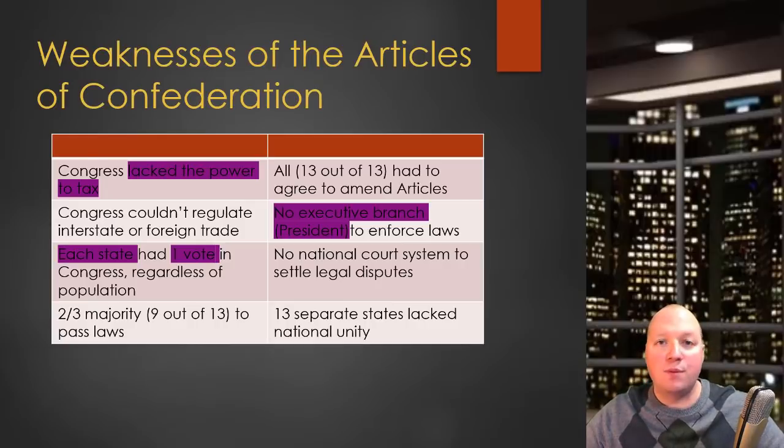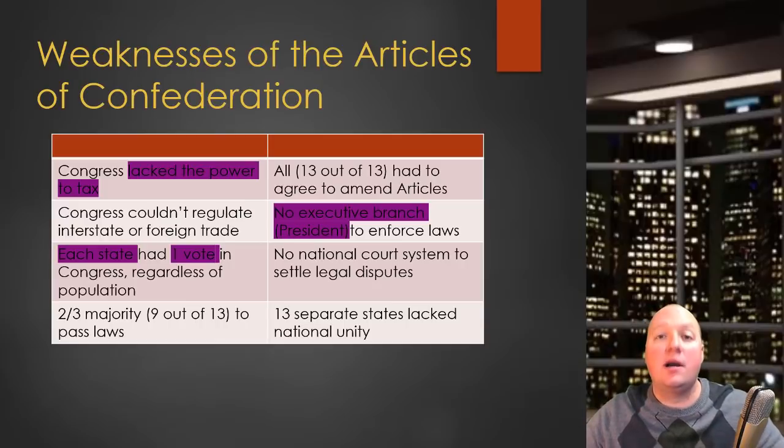Another problem, as we mentioned, there's only one Congress, and every state has one vote, no matter how big or small your state is. That makes the small states happy, but it makes the big states, states with large populations, upset because they feel like, we got a lot of people who live here, we should have more power. But no, you only get one vote.